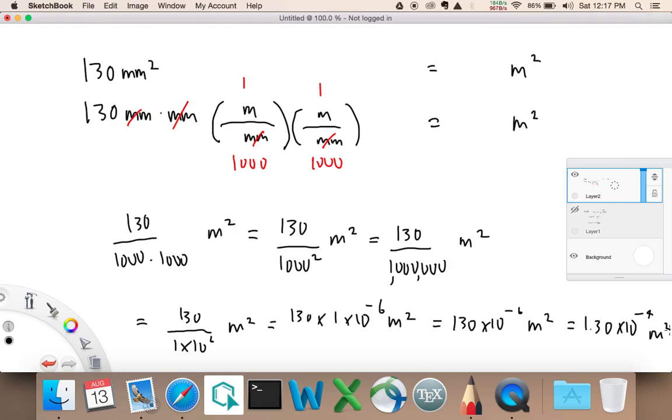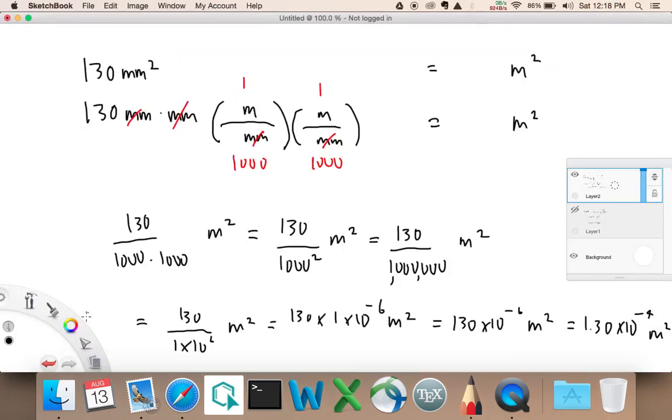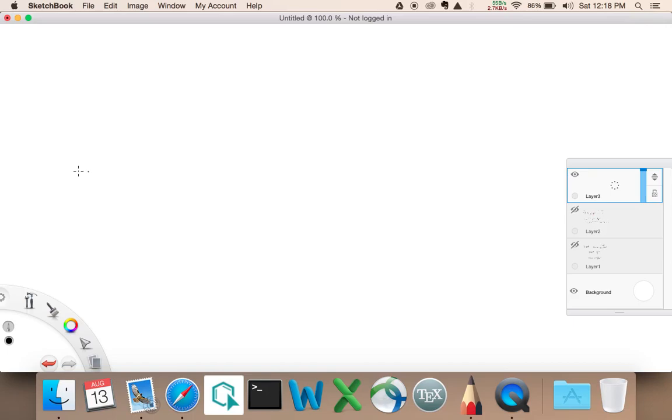Square meters. I know I did that kind of fast, partly because it was given in the introduction here. I did exactly the same work that they have here, but it may be helpful to hear someone's voice going through it. All right, let's do another one now.